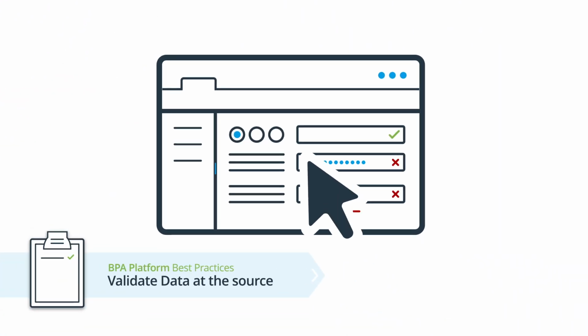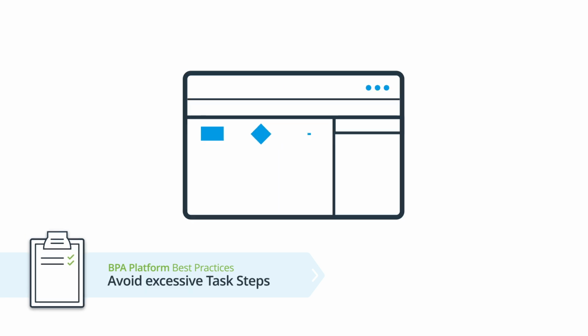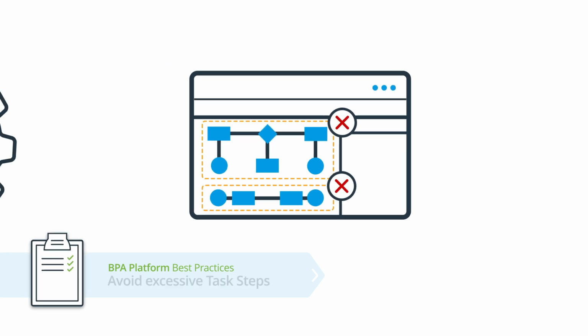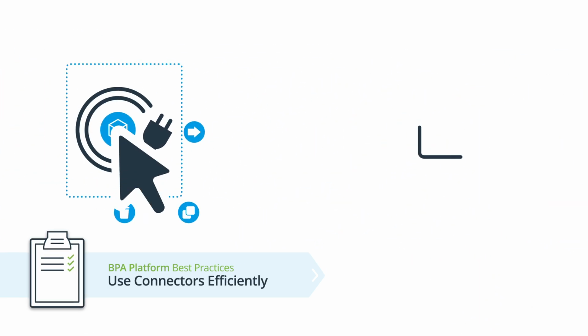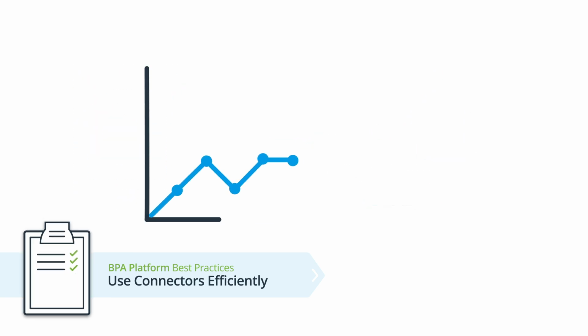Validate data at the source to reduce processing burdens. Avoid excessive task steps or combining multiple processes within a single task. And use BPA Platform connectors efficiently to minimize design complexity and enhance performance.